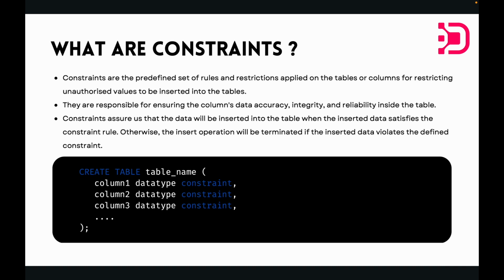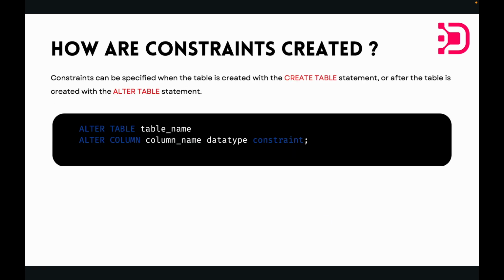I've just put the syntax for a basic create table command, showing how you can specify constraints on specific columns while creating a data table. So the next question to look at is how constraints are created.